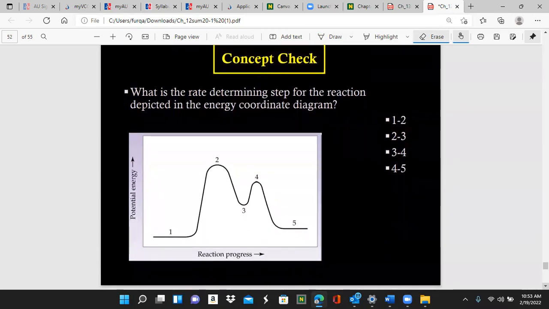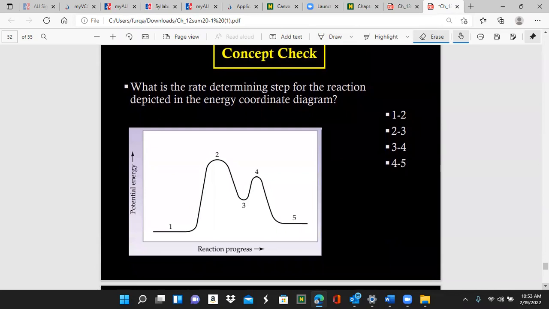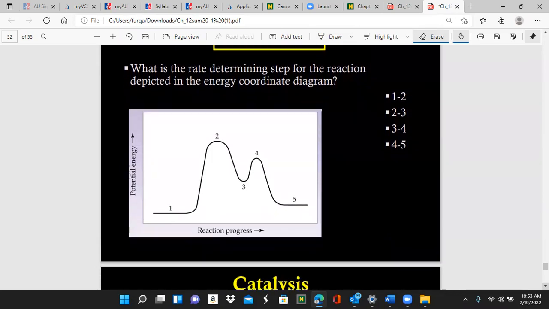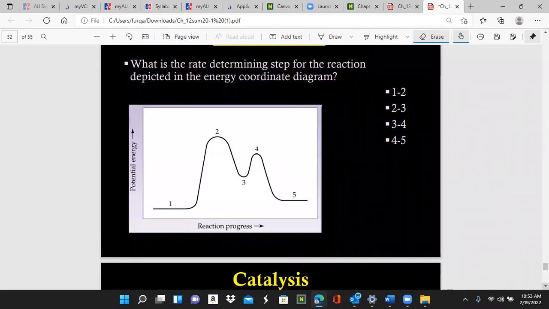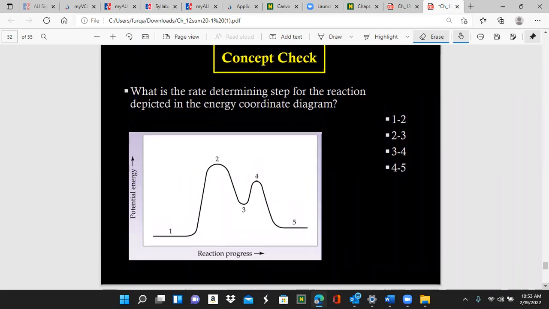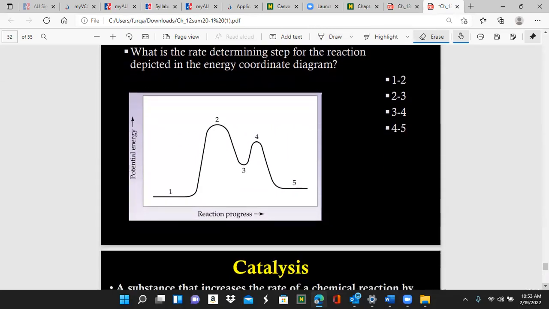What is the rate determining step for the reaction depicted in the energy coordinate diagram? The slowest step is going to be the rate determining step. Which one is the slowest one?